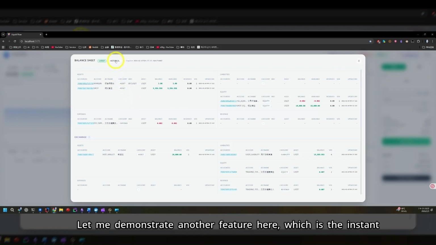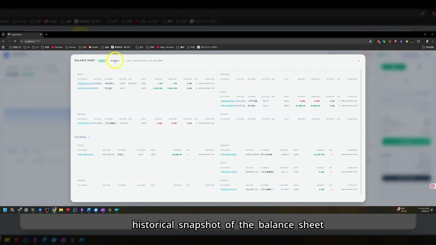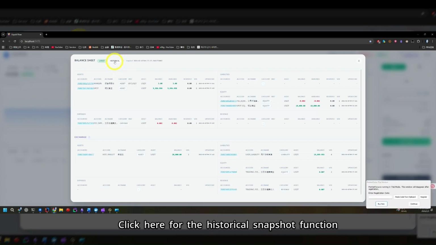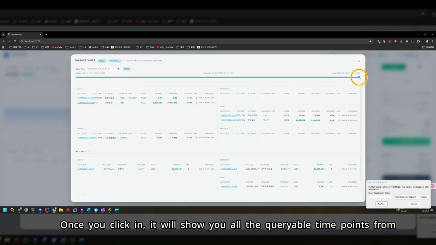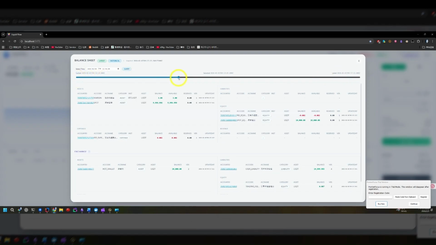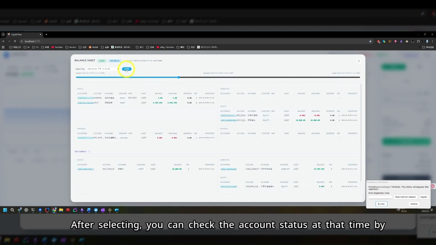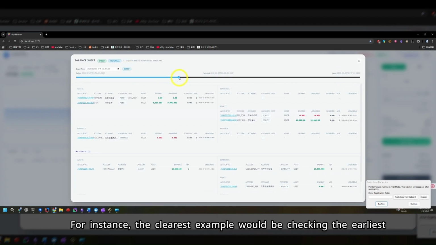Let me demonstrate another feature here, which is the instant historical snapshot of the balance sheet. Click here for the historical snapshot function. Once you click in, it will show you all the queryable time points from now back to the past. After selecting, you can check the account status at that time. For instance, the clearest example would be checking the earliest record.